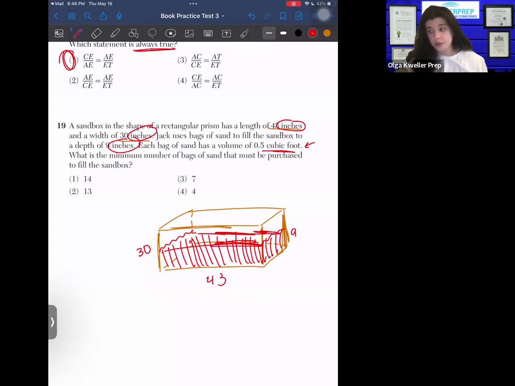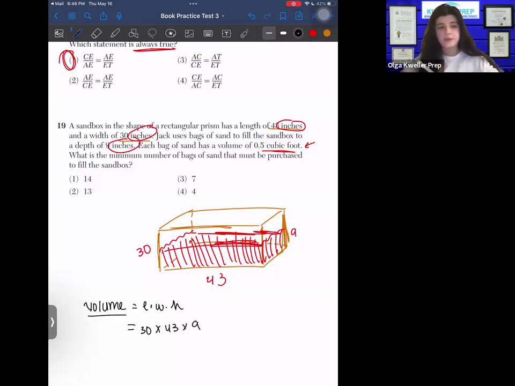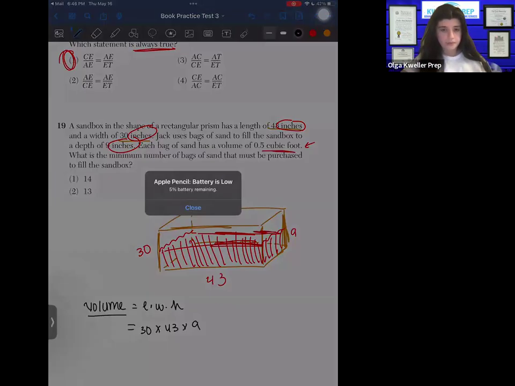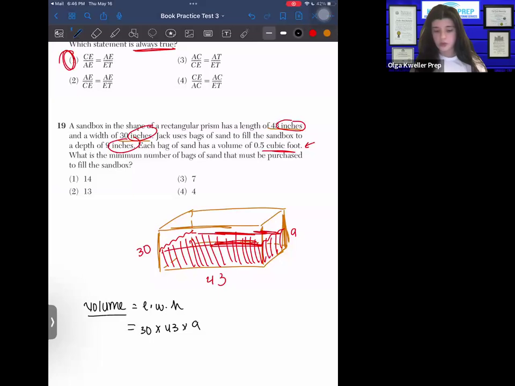I would start with the volume. Let's figure out the volume. How do I figure out the volume of a rectangular prism? That's length times width times height, right? It's pretty easy. In this case, it's going to be 30 times 43 times just 9 inches, because they tell us a depth of 9 inches. We would use our calculator here, or you can multiply by hand. So let's do 30 by 43 by 9. We end up with 11,610 inches cubed. And now each bag of sand is 0.5 feet cubed.